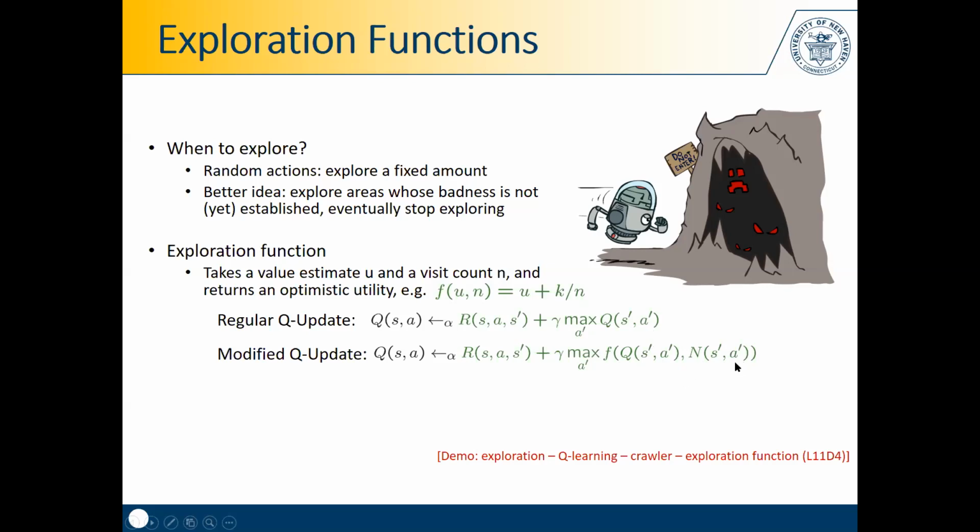What does this do? This essentially propagates the bonus back to states that lead to unknown states as well. The value of f is going to be higher when N is small. This is essentially inducing an incentive in Q-learning on visiting those states and actions that have not been visited often.